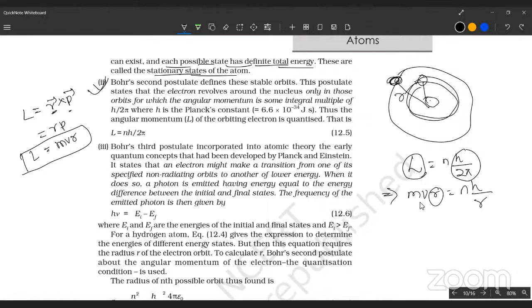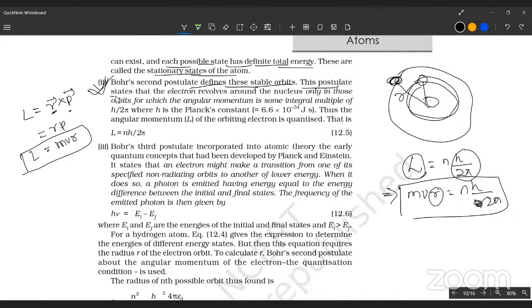So we can find the radius from here. That r will be nh by 2 pi mv. So the second postulate tells us this. Bohr's second postulate defines these stable orbits.